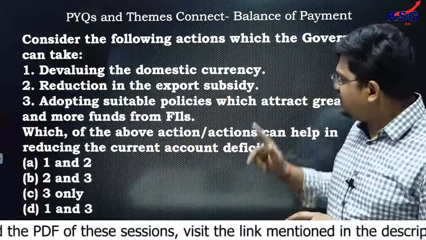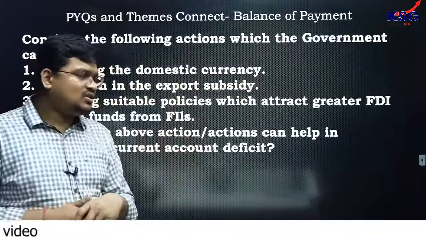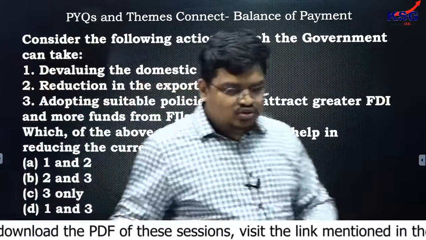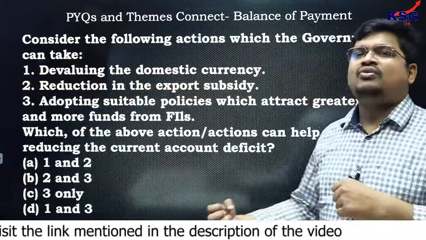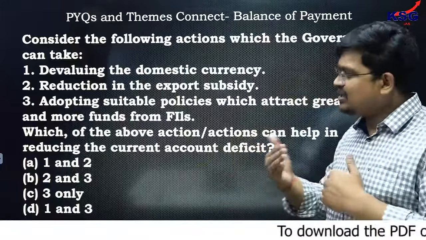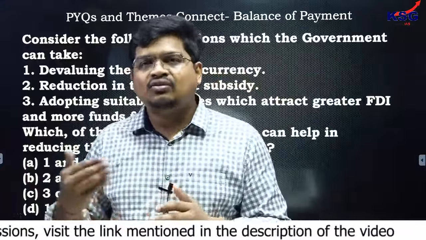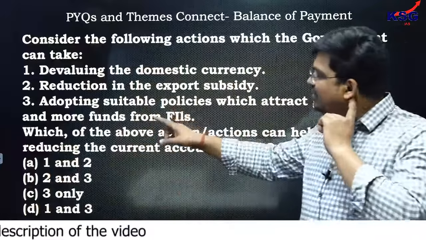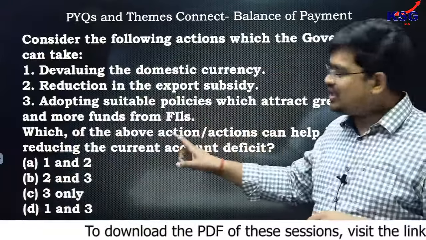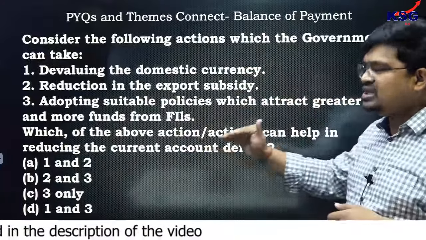Coming to the third one, something related to the capital account. I spoke about the capital account, that is FDI, foreign direct investment, and FII, or institutional investment. Through this FDI and FII, more foreign currencies or foreign exchange are coming to our country. Through that we can finance the current account deficit. So if the government adopts suitable policies which increase FDI and FII in your country, obviously your current account deficit will improve. So the first statement is correct and the third one is also correct. So D is the answer.